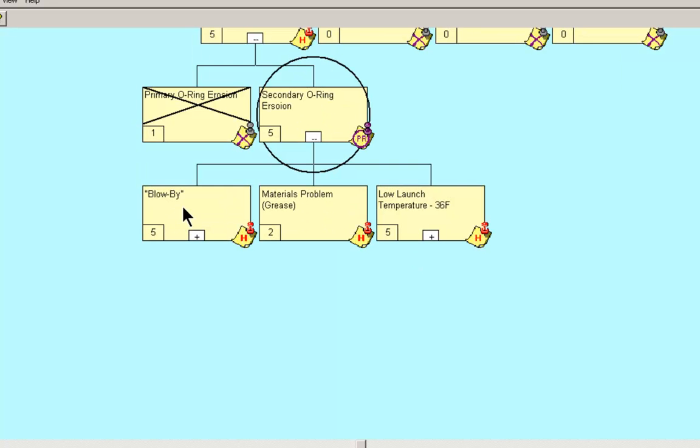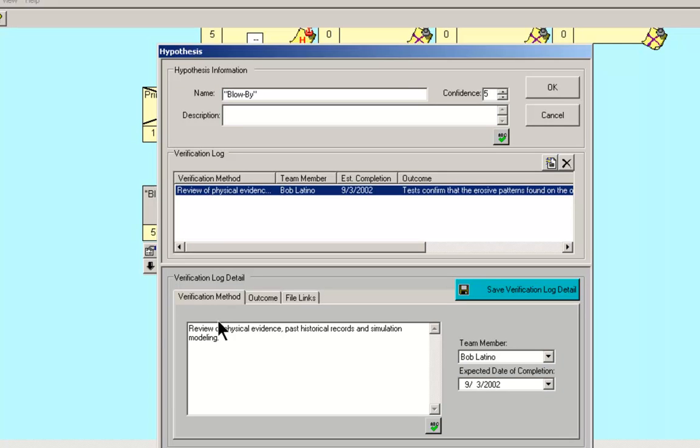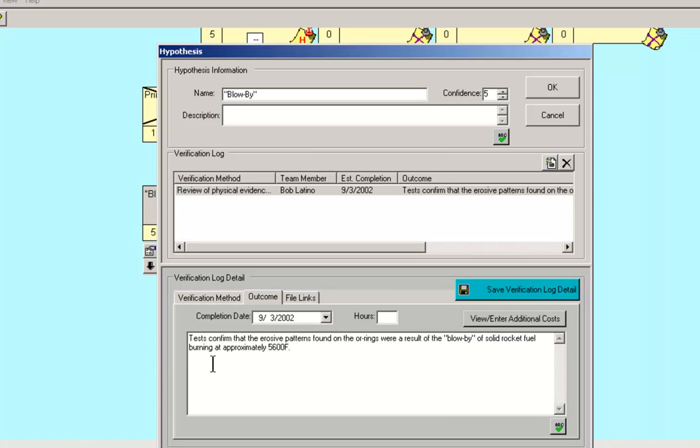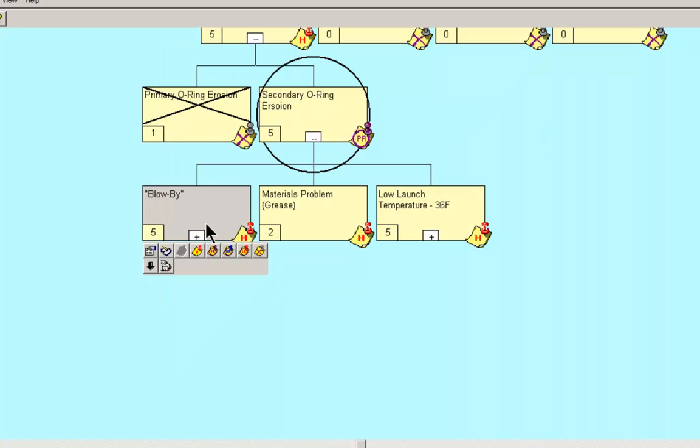What's called blow-by. Let's take a look at blow-by. Reviewing of physical evidence, past historical records, and simulation modeling tests confirm that the erosive patterns found on the O-rings were a result of the blow-by of solid rocket fuel burning at approximately 5,600 degrees Fahrenheit. So that's exactly what it means: the fuel was blowing by the O-rings themselves.